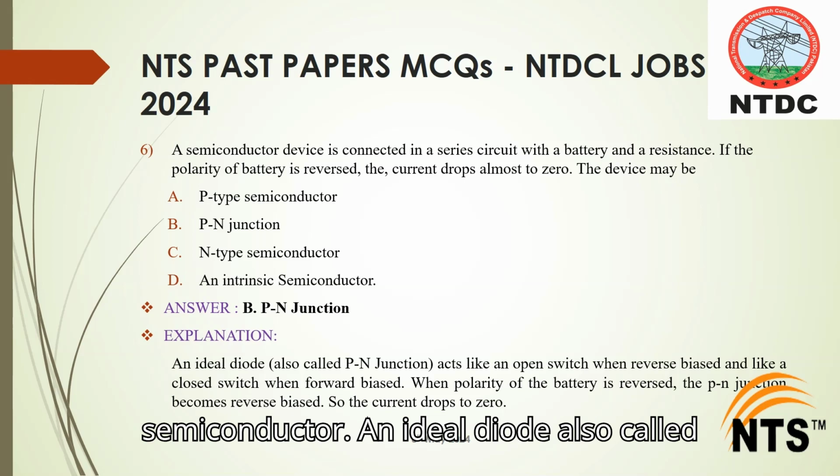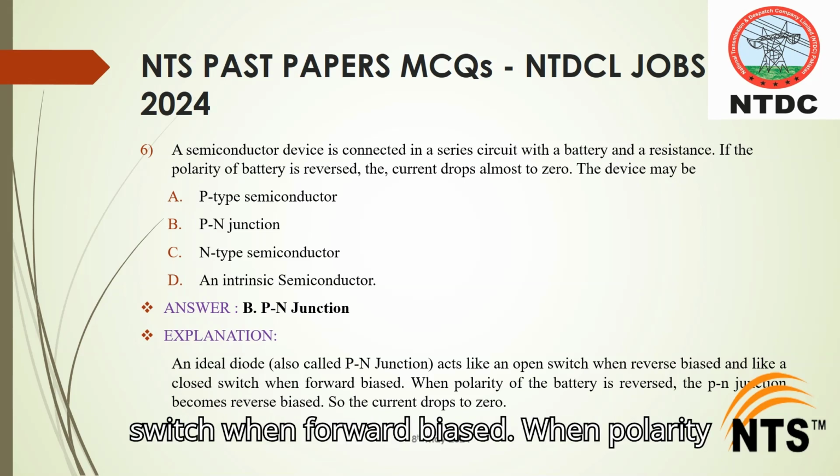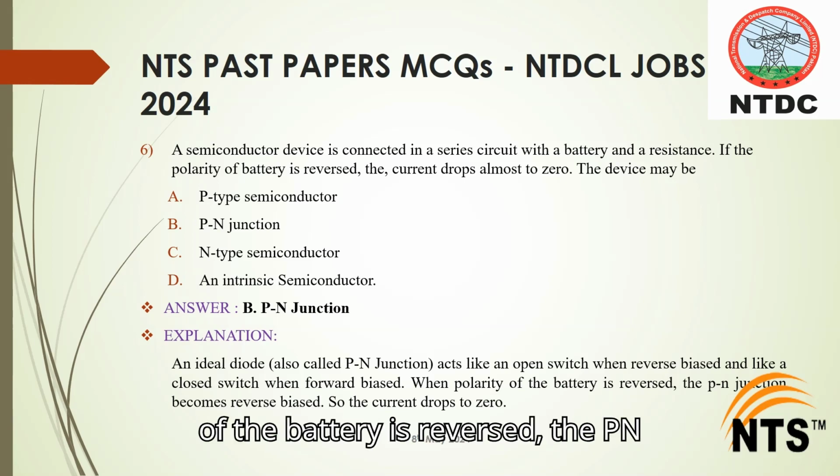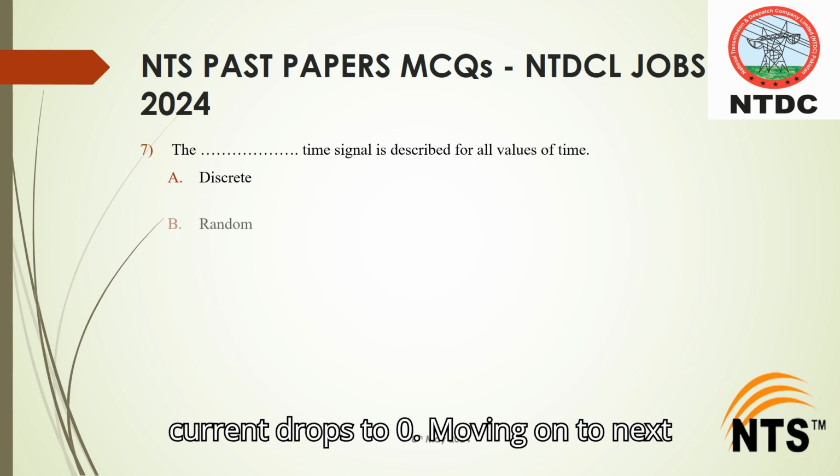An ideal diode, also called p-n junction, acts like an open switch when reverse biased and like a closed switch when forward biased. When the polarity of the battery is reversed, the p-n junction becomes reverse biased and current drops to 0. Moving on to the next question.